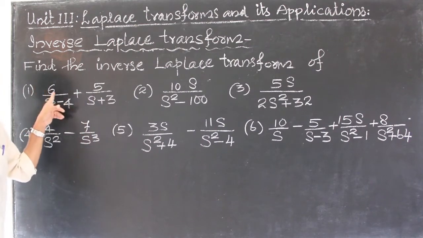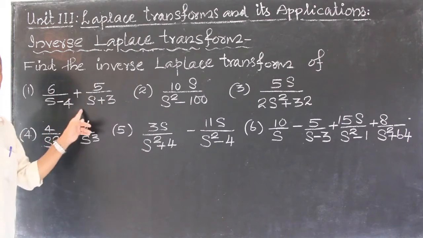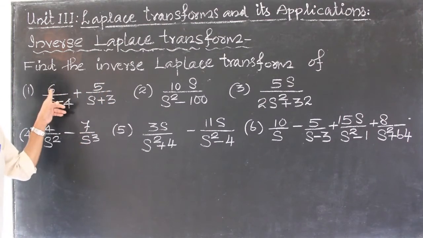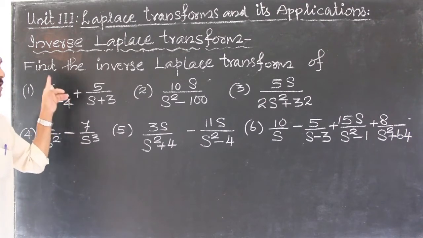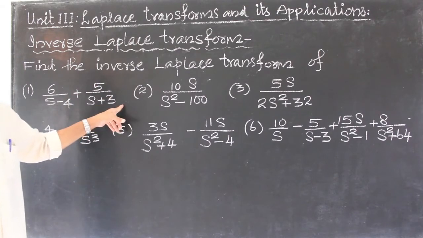That is equal to 6 into L inverse of 1 divided by s minus 4 plus 5 into L inverse of 1 divided by s plus 3. That is 6 into 1 divided by s minus a, e raised to 4t here, plus 5 into e raised to minus 3t.